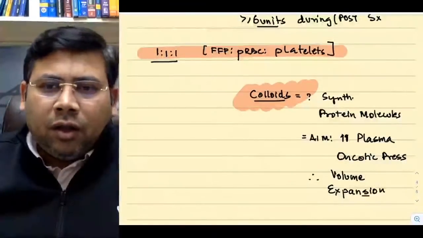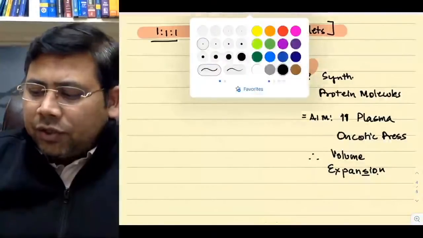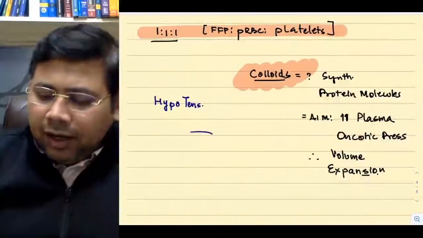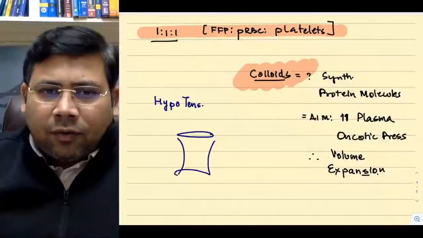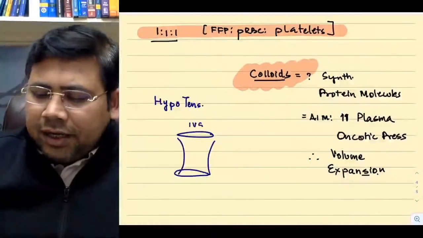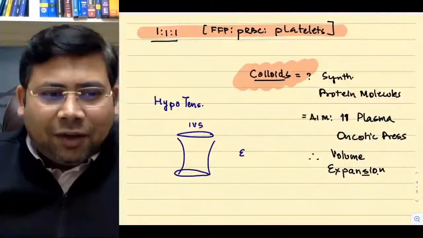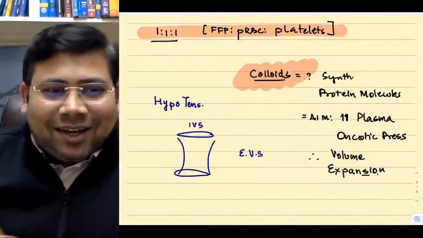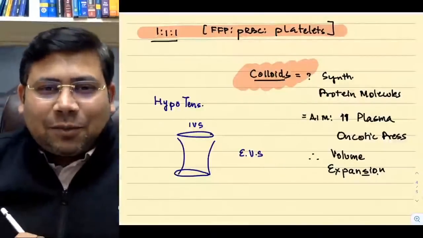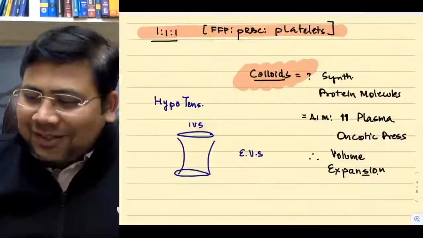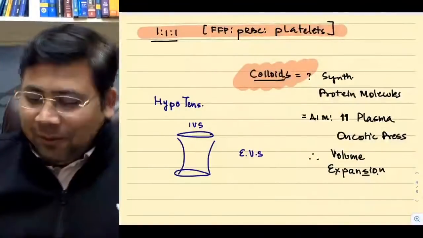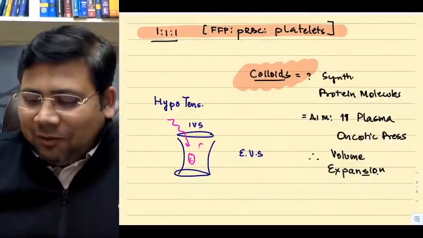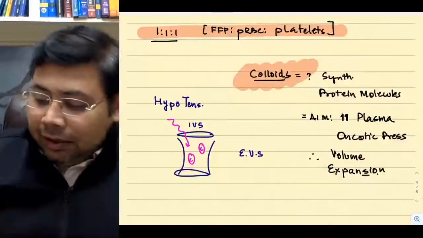Very good, Mukesh. So let us see, if you have a patient with hypotension, this is how the scenario is. This is the intravascular space. You have taken my class, huh? EVS, yes, extravascular space. So we have intravascular space and extravascular space, because this is the term which I actually use. Really, they act like magical molecules. The moment you give colloid, what will happen?